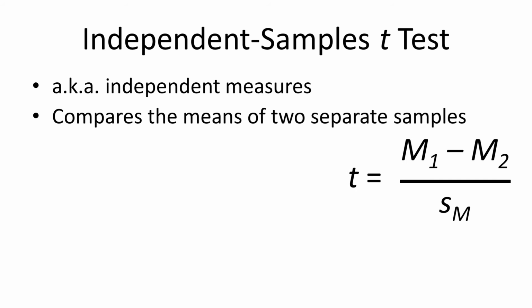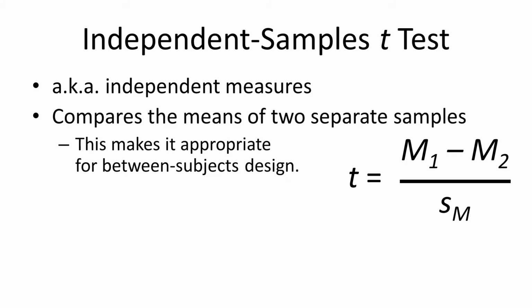We have two separate samples, and we've computed a mean for each one. So here's the formula for that: the mean for sample 1 minus the mean for sample 2, divided by the S sub M. So whenever you do a between subjects design, this is the version that you're going to be using. Like if you want to compare males to females, or treatment group A to treatment group B, or experimental group to control group, or anything like that, this is the design you're going to be using.